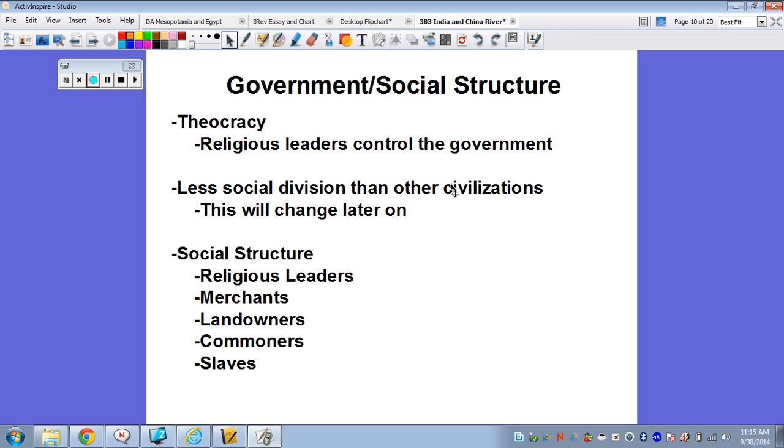So as far as the government goes, it's going to be a theocracy, just like Egypt, just like Mesopotamia. Religious leaders will control the government. And we're not going to see huge social division, but there's still that social structure with religious leaders, merchants, landowners up at the top, and then the commoners at the bottom, and the slaves at the way bottom. So we will see huge social division later on next unit when we talk about India, but for now, based on the structure of the cities and the way houses were built, we think there wasn't a huge divide between the upper class and the lower class, although there was still a divide.